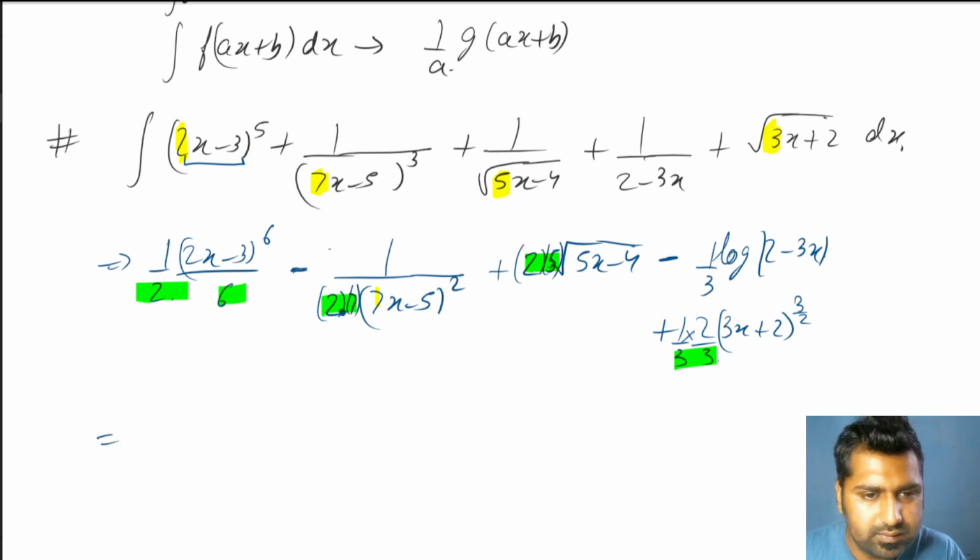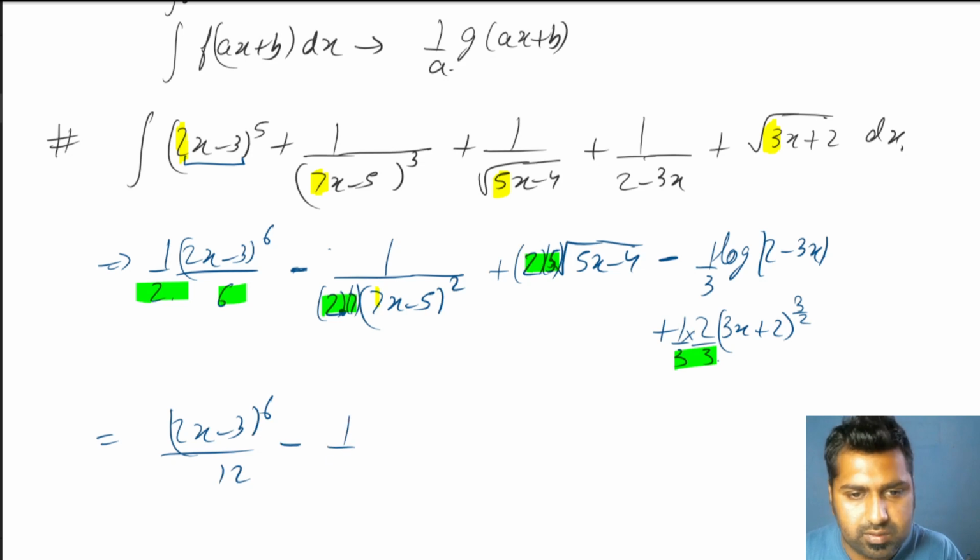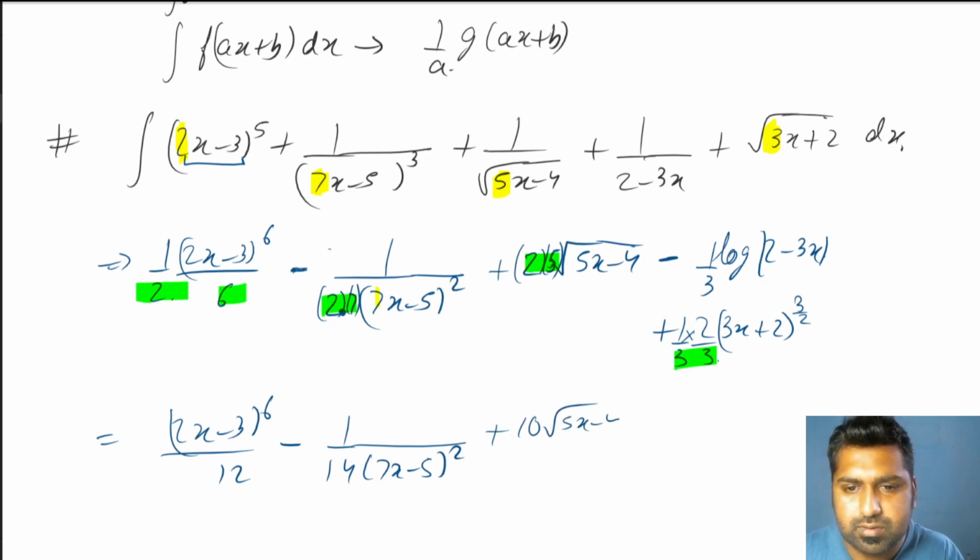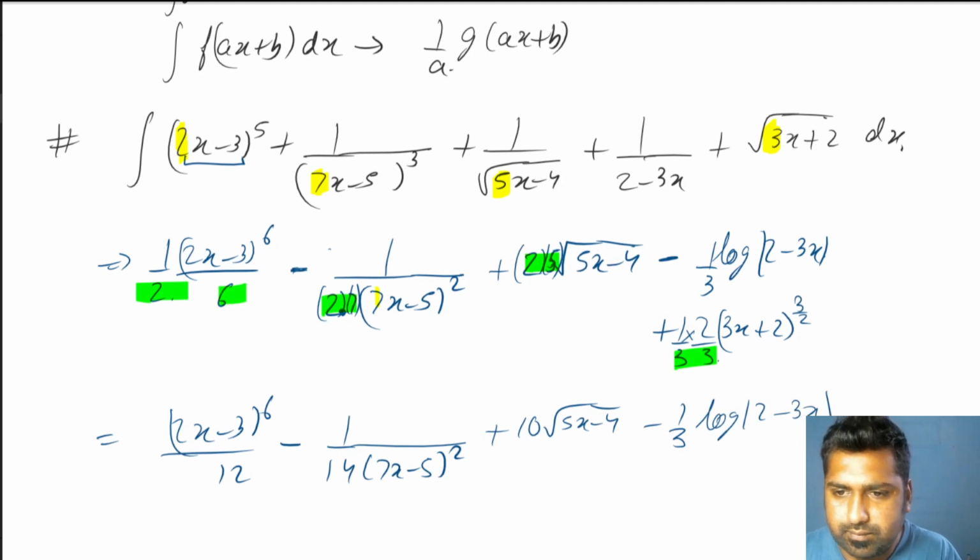So final answer: (2x minus 3) raised to power 6 by 12, minus 1 by 14 times (7x minus 5) whole square, plus 10 square root (5x minus 4), minus 1 by 3 log mod (2 minus 3x), plus 2 by 9 times (3x plus 2) raised to power 3 by 2.